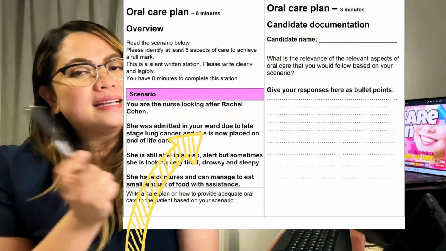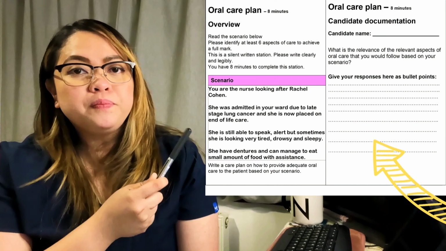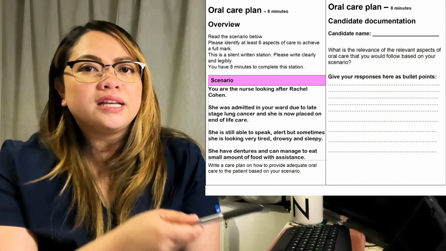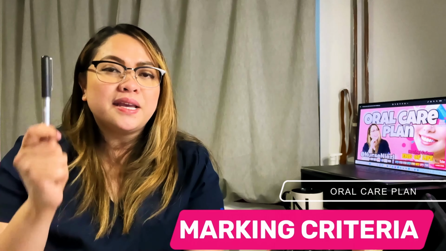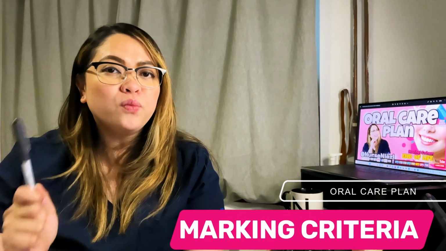You're going to be receiving a scenario like this, and at the back is like this, in which the first page is the scenario, the back part is where you write your care plan. So how are you going to write? What are those things that you are going to write? This is the important part, the marking criteria, which is the Bible for all the OSCE stations.